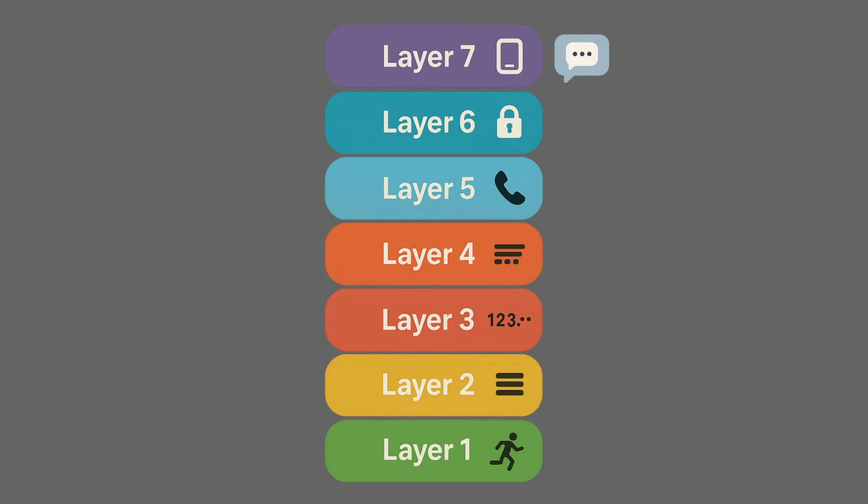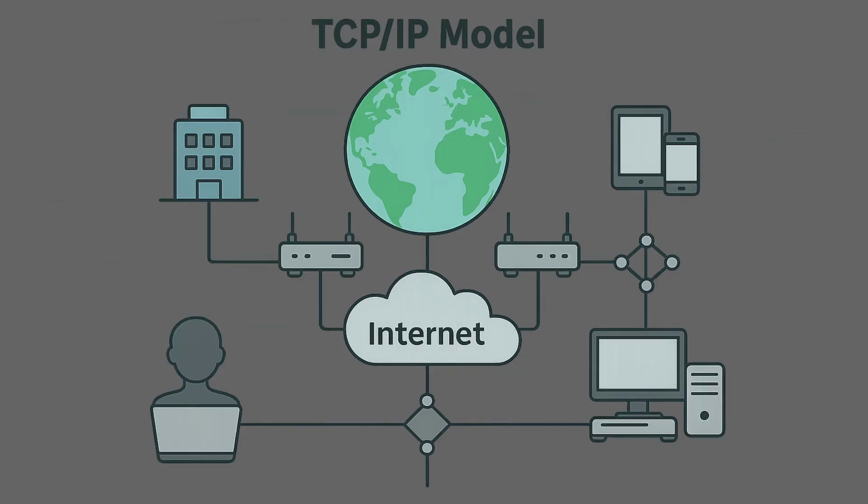Now you might be thinking, cool, but do we actually use the OSI model today? Well, not exactly. The internet mostly runs on the TCP/IP model, which simplifies these 7 layers into 4 broader ones. But the OSI model is still incredibly important for understanding how communication works, and is the foundation of networking education, cybersecurity, and troubleshooting.